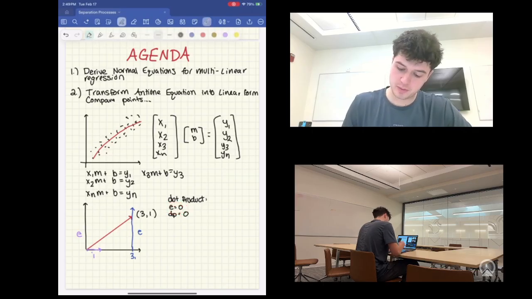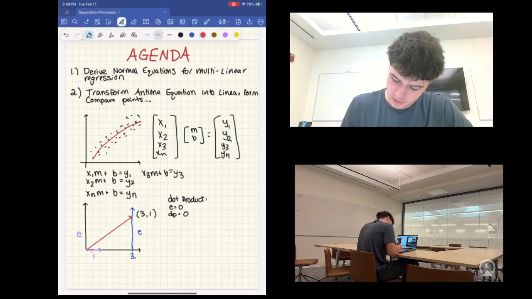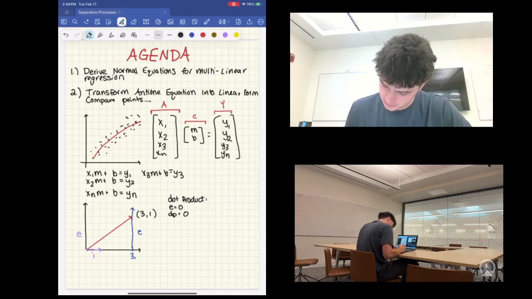Now, you may be wondering, how do we find this dot product? Well, to find the dot product, you're going to use this equation that we get from these matrices above. So I'm going to label these things as A, C, and Y. Now the equation for this dot product is as follows.